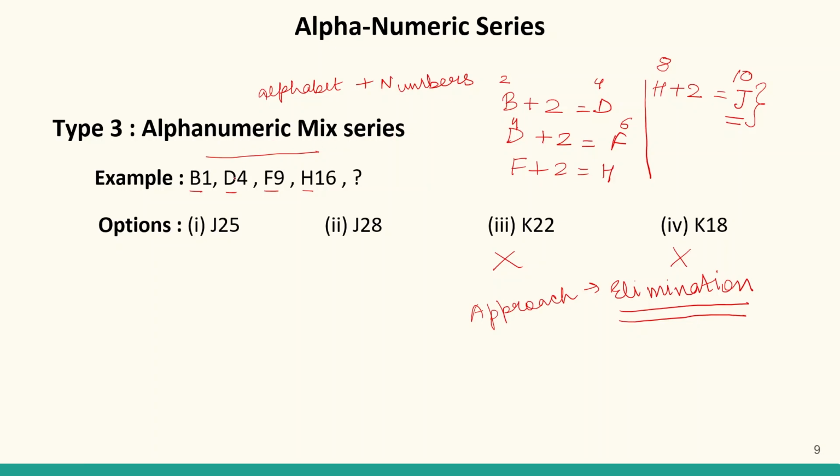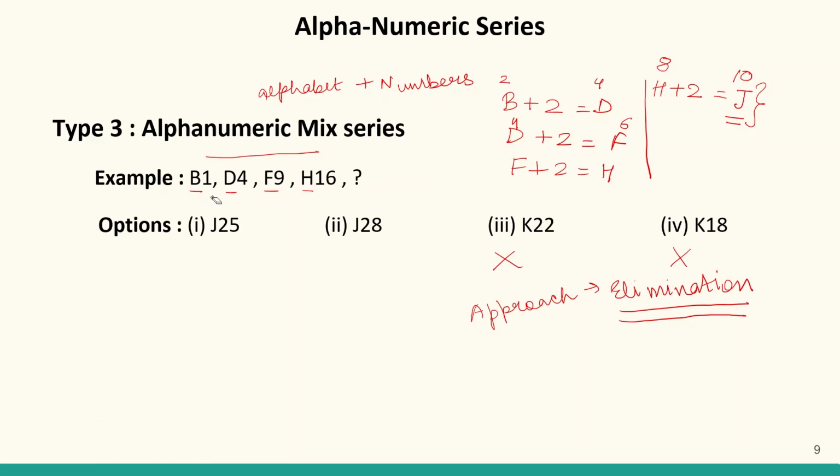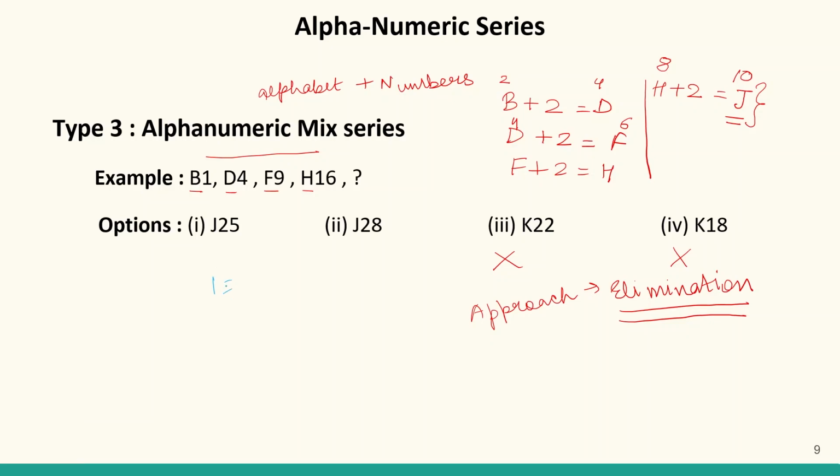Next, we have to find the relation between the numbers. What is the relation between the numbers? I told you that you have to remember the squares, right? So 1 square is 1, 2 square is 4, 3 square is 9, 4 square is 16. So what would be the square of 5? That is 25. That would be the next in numbers. So in alphabets we have J and in numbers we have 25.